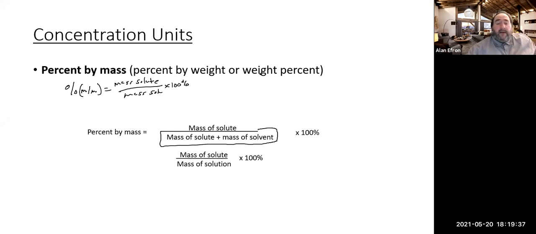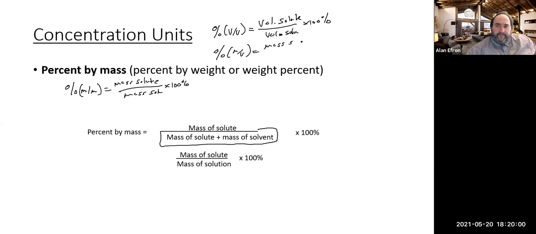We also saw a couple of other percent concentrations: percent volume to volume, which is the volume of solute divided by the volume of solution times 100%. And we also saw percent mass to volume, which is the mass of the solute divided by the volume of solution times 100%. So remember, you could plug and chug into these.